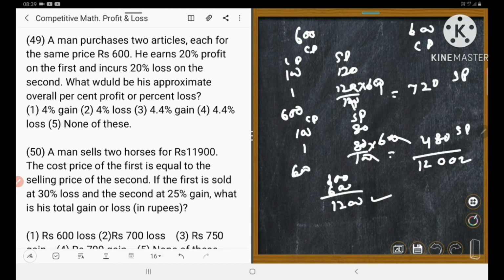No loss, no gain. Which is correct? Number 5. None of these. What did I say? None of these. Where is the book? None of these. Number 5. Okay.